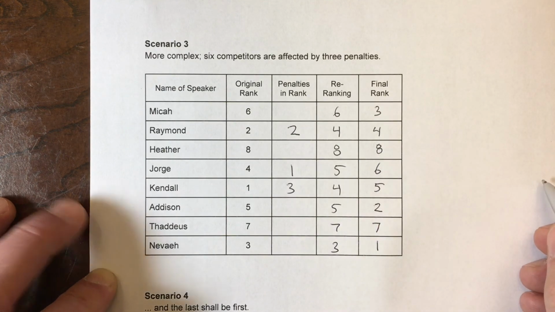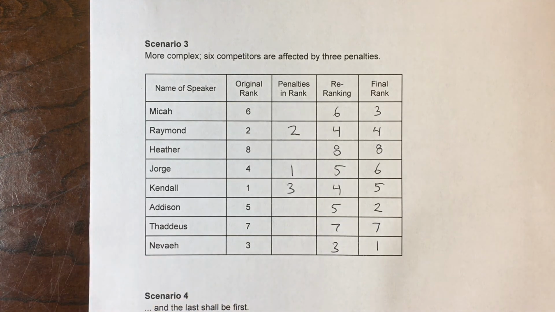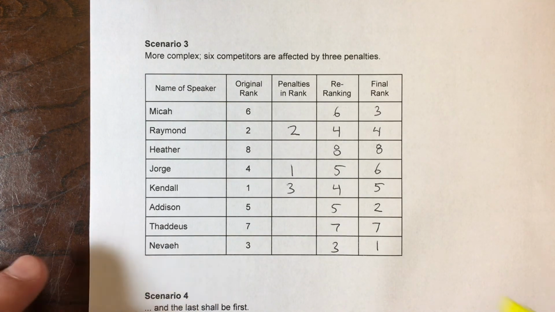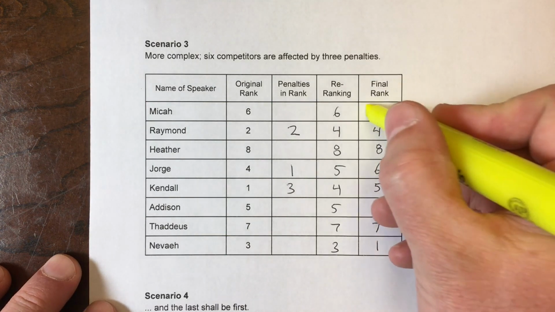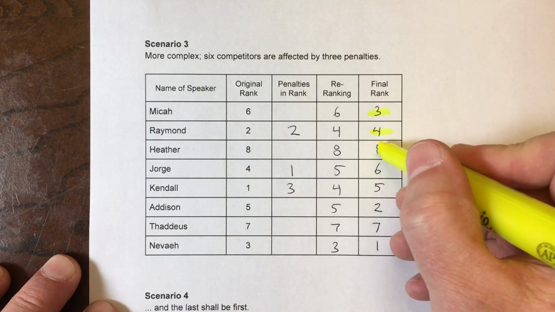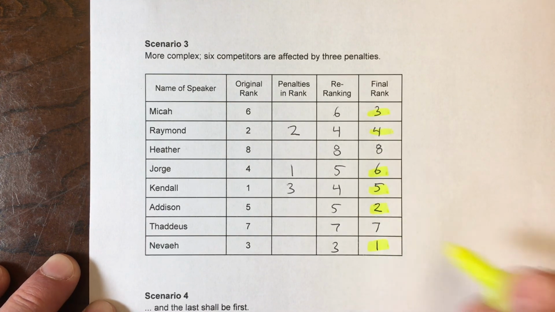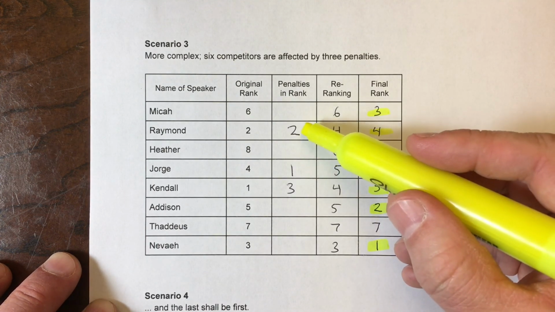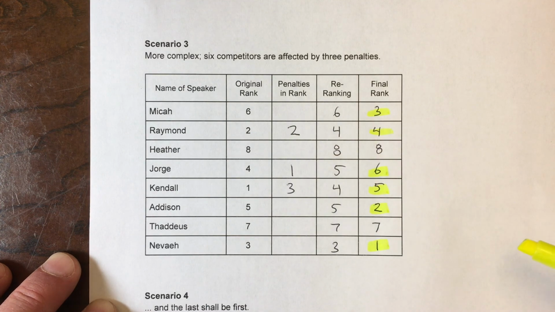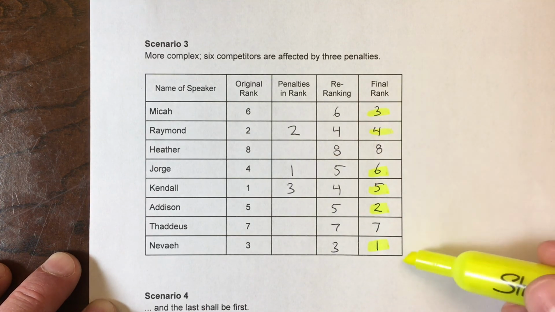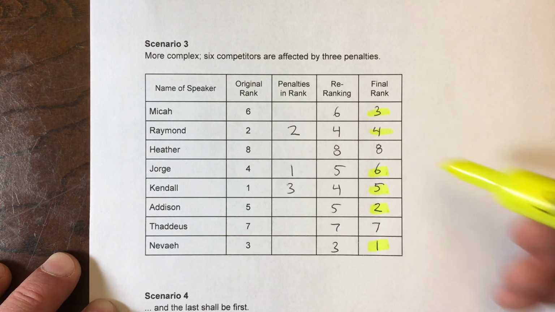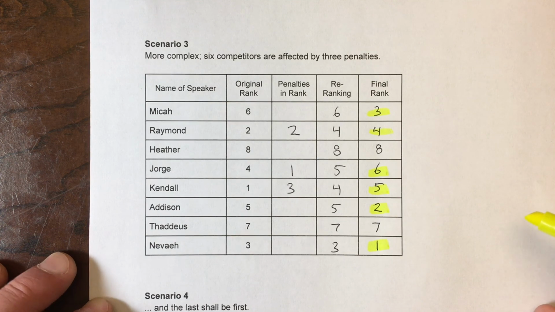And that's the end of that scenario, but I do want you to note that this particular scenario affected the final standings of 6 out of 8 competitors, which is quite significant because we only had 3 penalties to begin with. But the way it flows out, 6 of them were changed around and only 2 of them remained where they started. So I hope that makes sense to you.